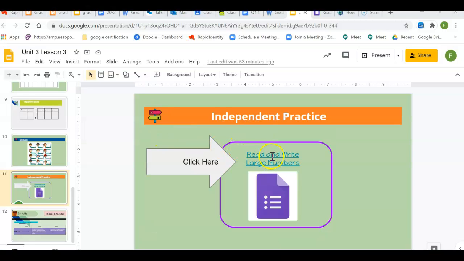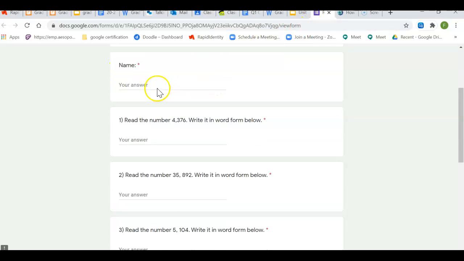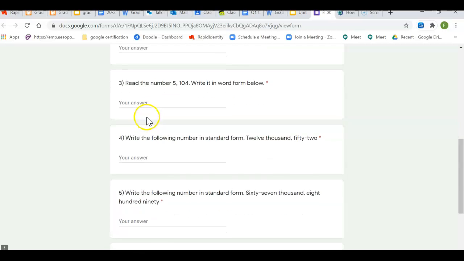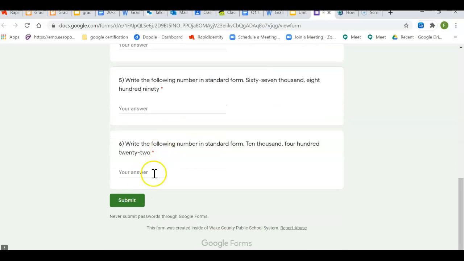And for this independent practice, you're just going to click the arrows pointing right here. You're going to click right here where it says read and write large numbers. And when you click there, it's going to open up a Google form. And of course, just make sure you put your name on it. This is just practice for us, guys. And there are just a few questions on here that I want you to answer. And then after you've answered it, you're going to submit it to me.